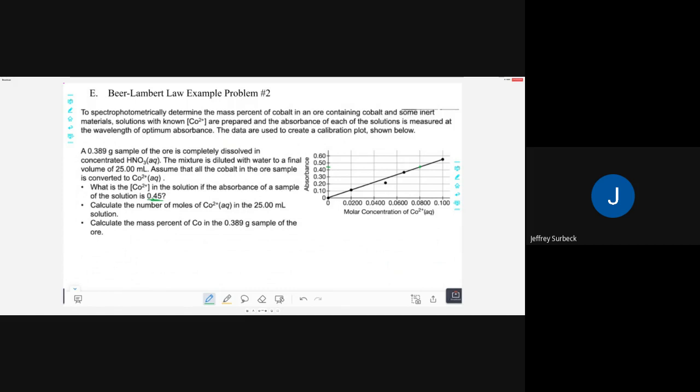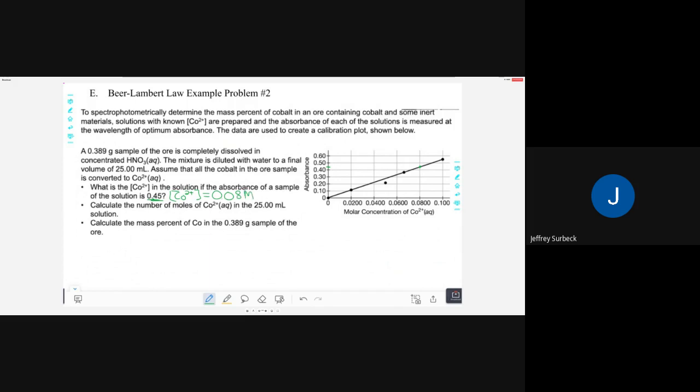So the first thing is this. All we have to do is read down, and it says, okay, 0.45. We find it here on the y-axis. We go all the way down to the x-axis, and our concentration is 0.08. Okay, so our cobalt 2 plus is equal to 0.08 molar.